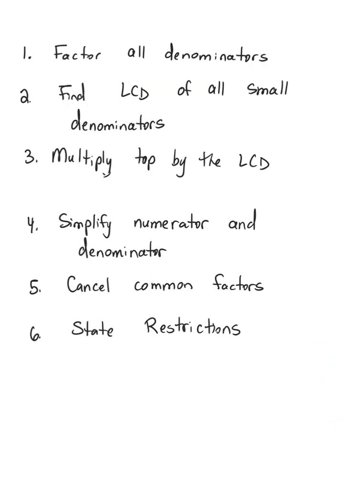To review, the first thing that you do when solving a complex fraction is factor all denominators. Second, you're going to find the LCD of all the small denominators. Thirdly, you're going to multiply the top, as in each fraction, by the LCD, because you're giving it what it didn't have. Then you're going to simplify numerator and denominator, cancel common factors, and state the restrictions.